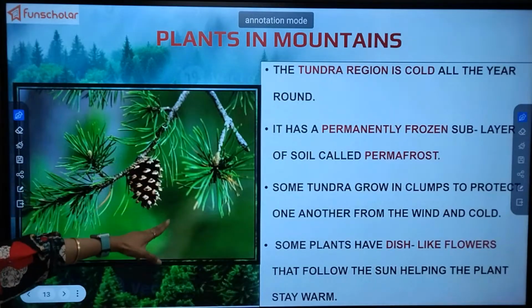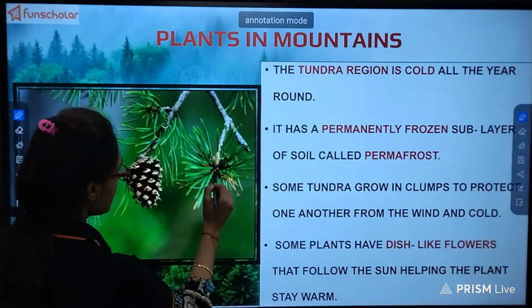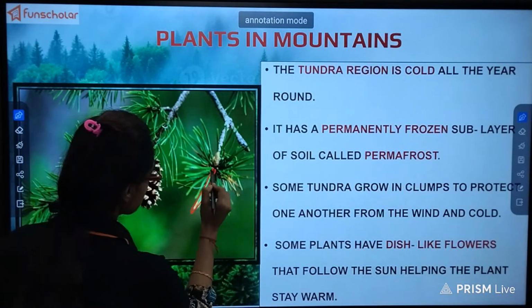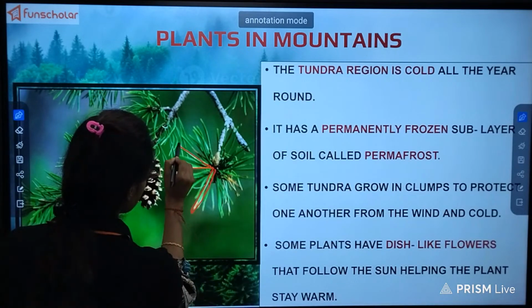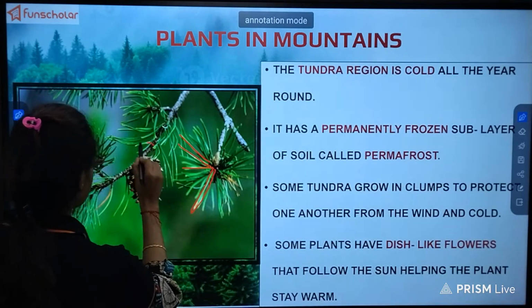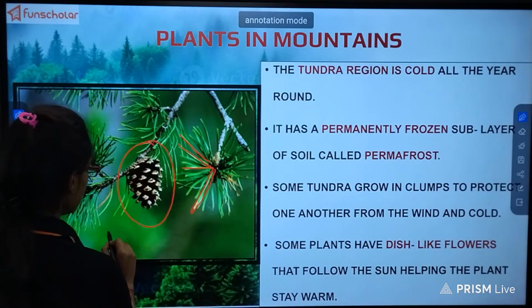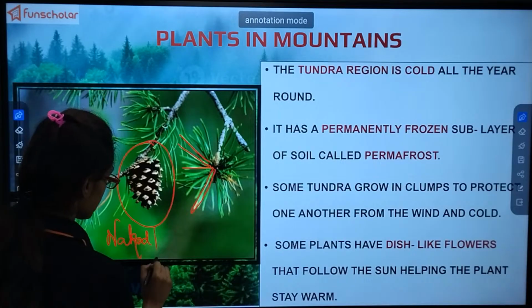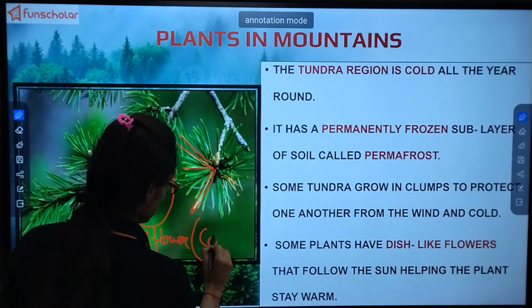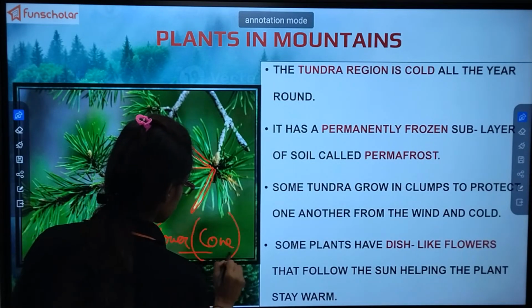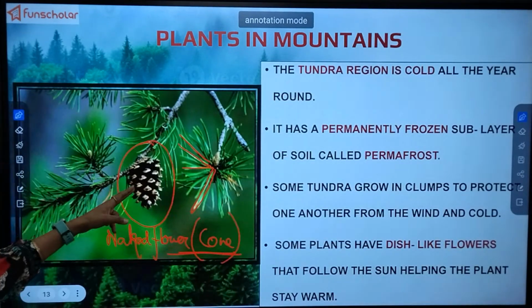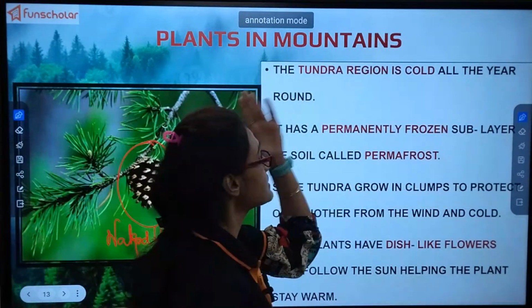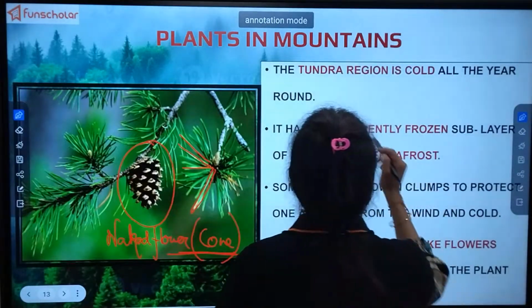See how beautiful it is. Just see the needle-like leaves. How beautiful it is, and this is the naked flower known as cone. Right? Okay. Now, the tundra region is cold all the year round.